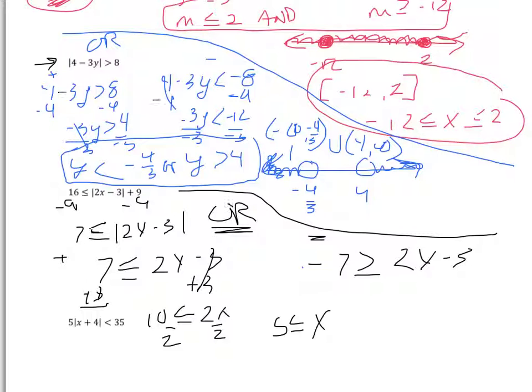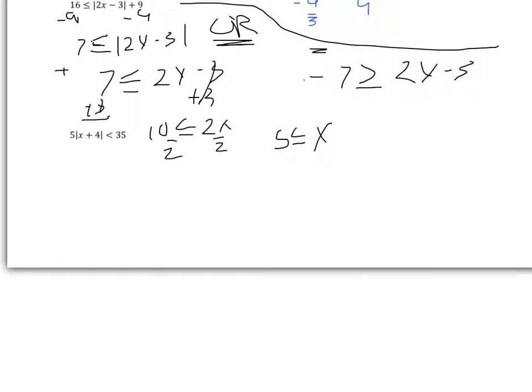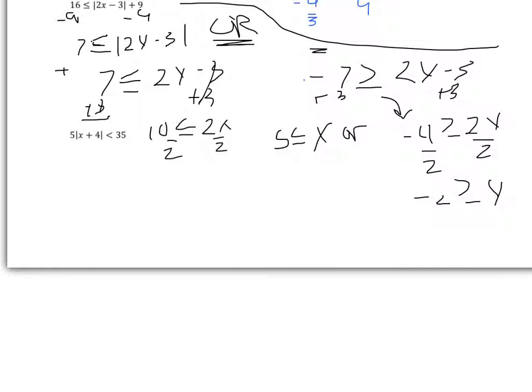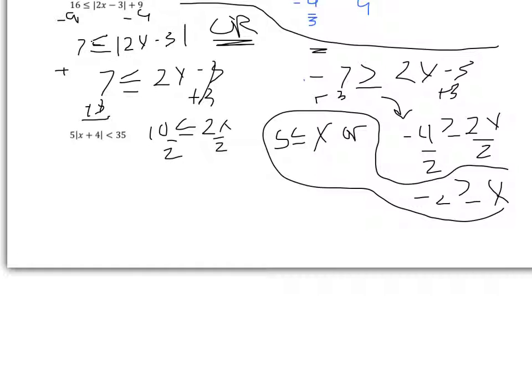So this is part of our solution. Or, add 3, negative 4 is greater than or equal to 2x, divide by 2, negative 2 is greater than or equal to x. So, x is greater than or equal to 5, or x is less than or equal to negative 2. That would be a perfectly valid set notation type thing.